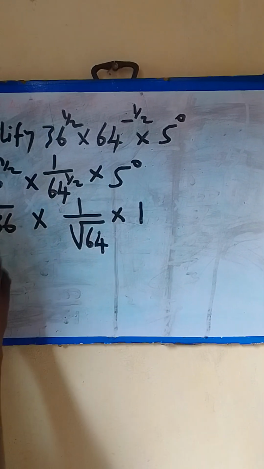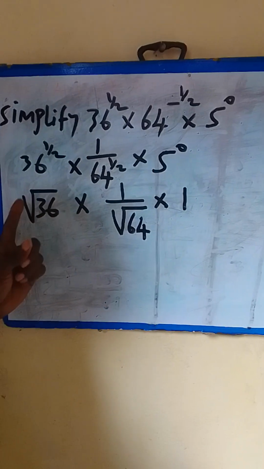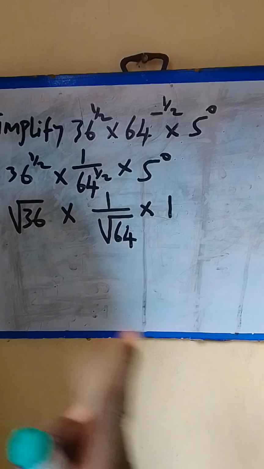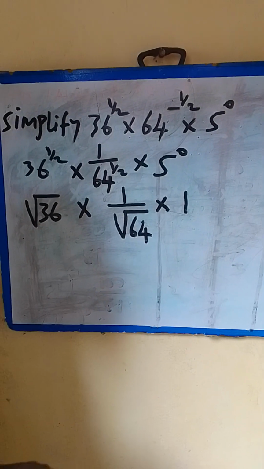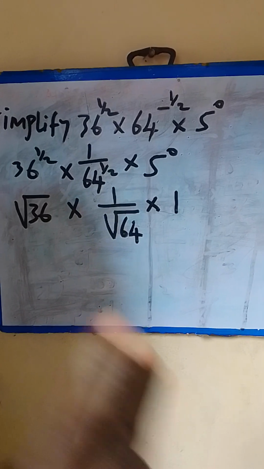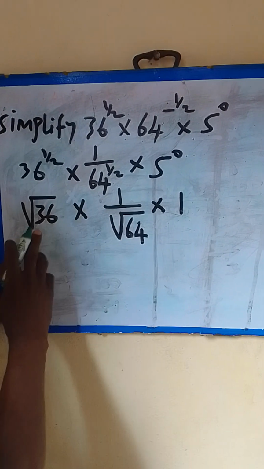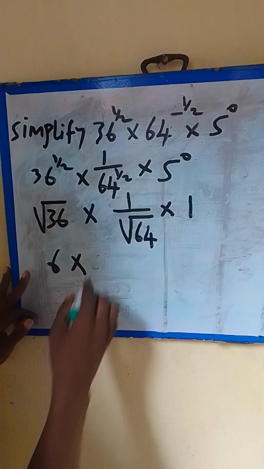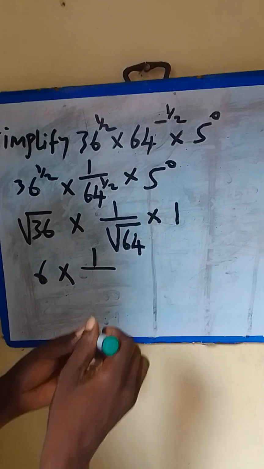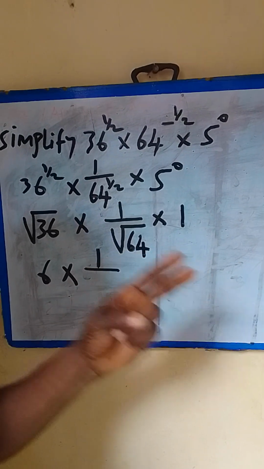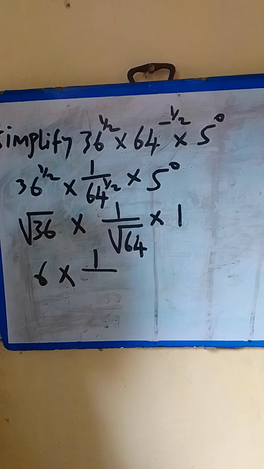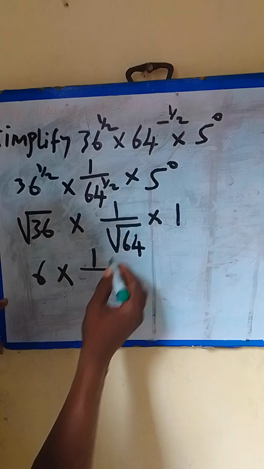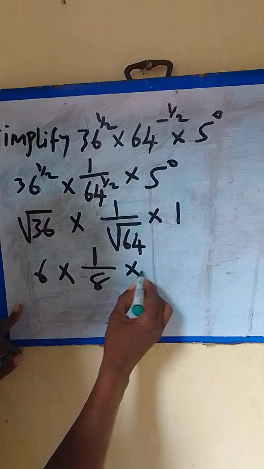Now the square root of 36: since the root is 2, you look for a number that when you multiply it by itself 2 times will give you 36. The only number that we can multiply by itself 2 times to give us 36 is 6. So 6 times 6 will give you 36. So the square root of 36 is 6, times 1 all over. You also look for a number that when you multiply it by itself gives 64, and that number is 8. 8 times 8 will give you 64. So the square root of 64 is 8.